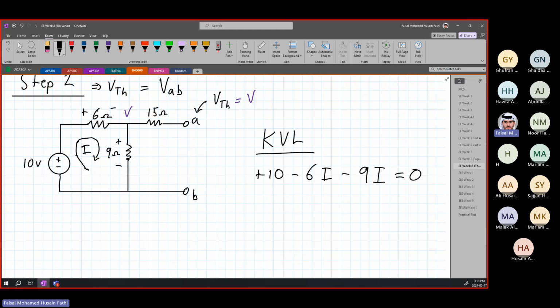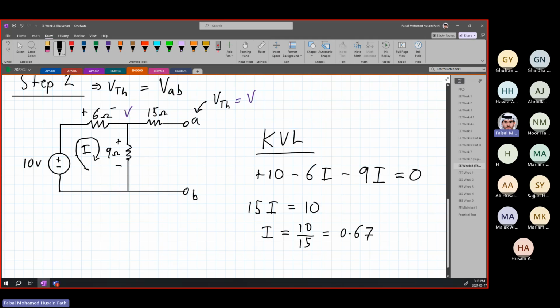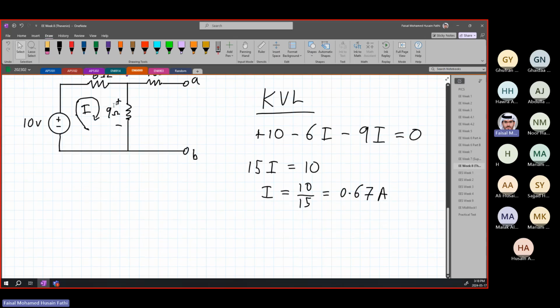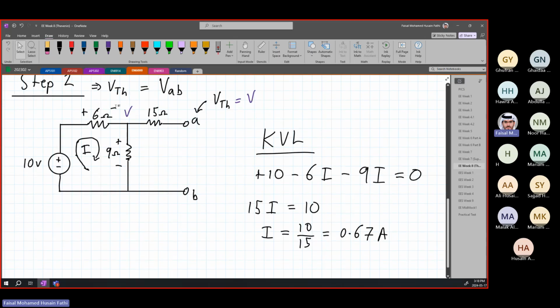All right. Now we can solve and find our current I. So if we want to solve this, we're going to get 15I is equal to 10. So I is equal to 10 over 15, which is 0.67 amperes. Okay. So now that we found our current, well, the idea is we are trying to find voltage V. Why did we find the current? Because now we know that this is our ground voltage. All right, this is V0 equals 0.